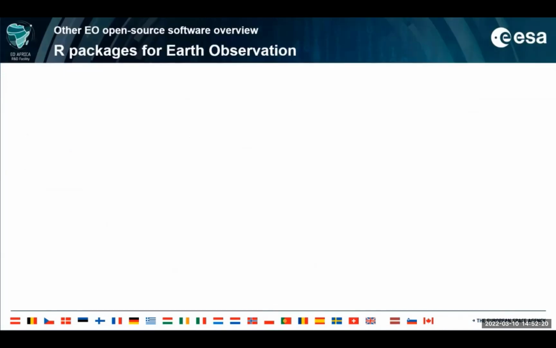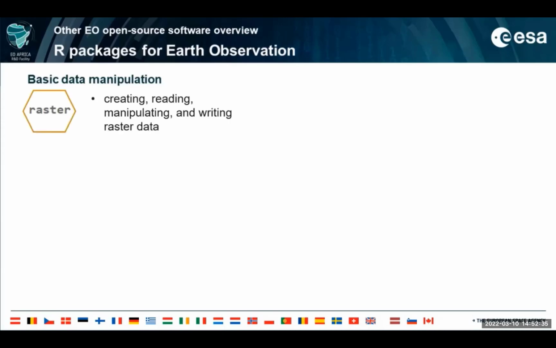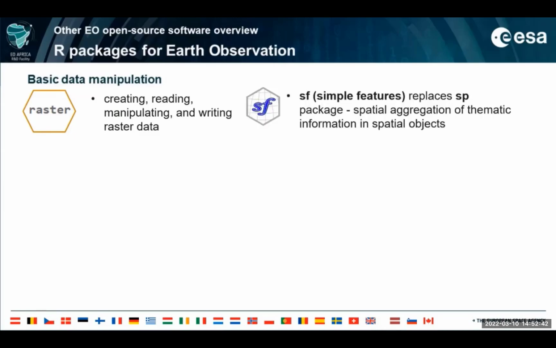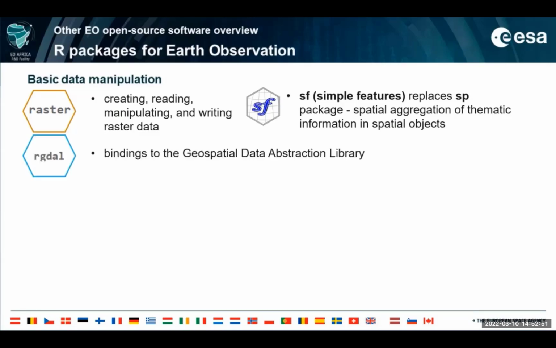Similarly to Python, our developers community also came across the needs of Earth observation data users. There are several handy packages which can be used while working with satellite data. Those are the tools for basic data manipulation, such as raster, for creating, reading, manipulating, and writing raster data, SF or simple features, which replaced the SP package, spatial aggregation of thematic information in spatial objects.